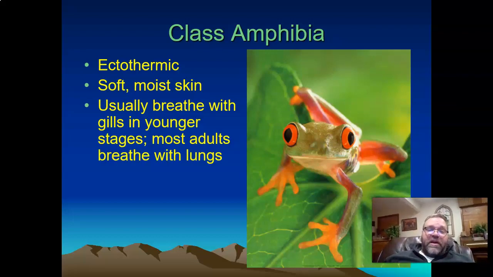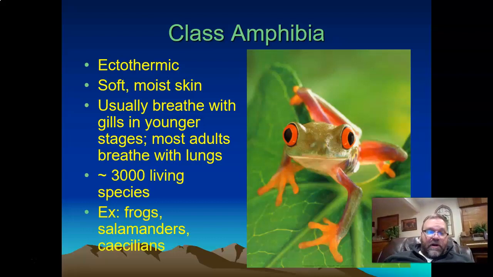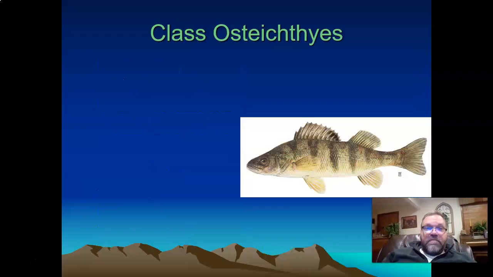They usually breathe with gills in the younger stages, and then they breathe with lungs when they become adults. They go through a metamorphosis, where they breathe with lungs later in life. Okay, so that's the defining characteristics of amphibians. 3,000 living species: frogs, salamanders, and caecilians. Again, we'll have a whole unit on amphibians coming up in the future.